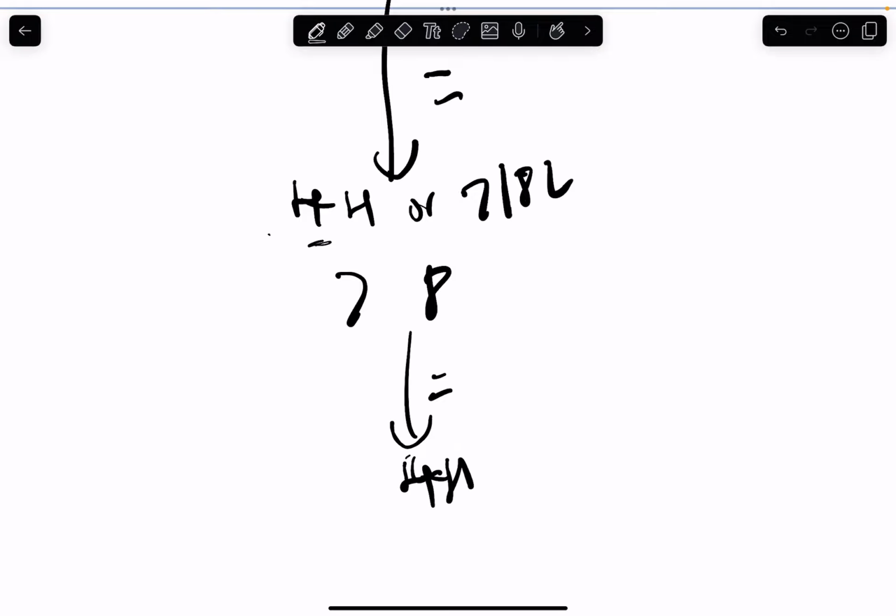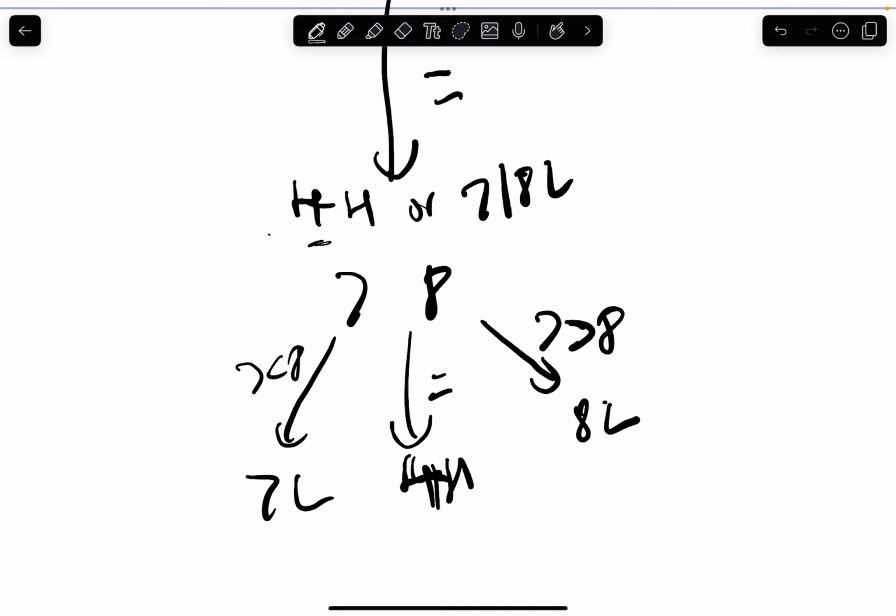Why am I writing 4 like that? Yeah, 4 is heavier. If the 7 is greater than 8, then 8 is the lighter one. Am I getting that right? Yeah, 8 is the lighter one. But if 7 is less than 8, 7 is the lighter one. These are the three cases.